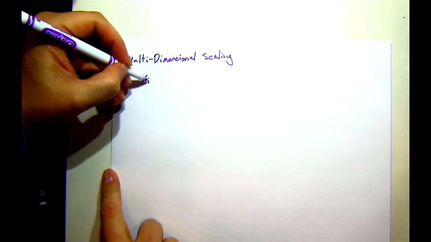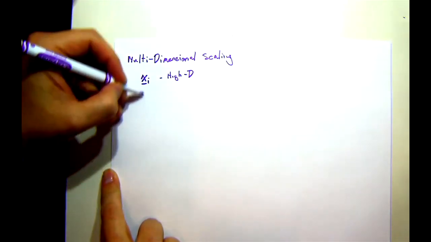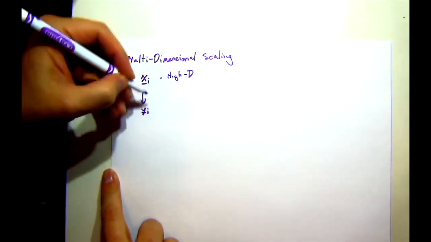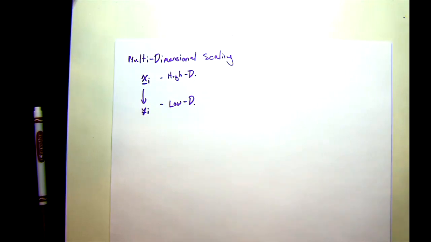And the idea behind multiple dimensional scaling, or MDS, is that you're going to take the x's, which are in some high dimension, and you want to translate them into some low dimension that you can actually view. So usually when we're talking about low dimension, we're talking about 2 or 3 dimensions. That's pretty much the most that we can view on any sort of graph.